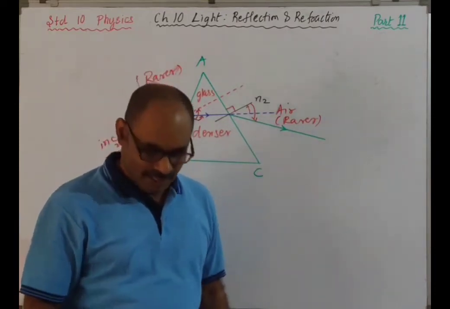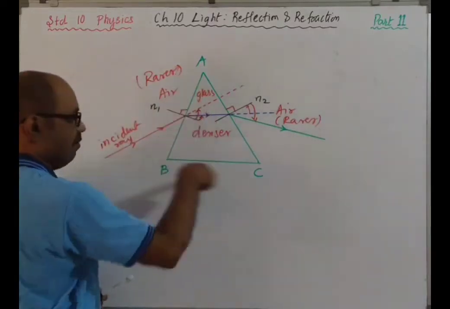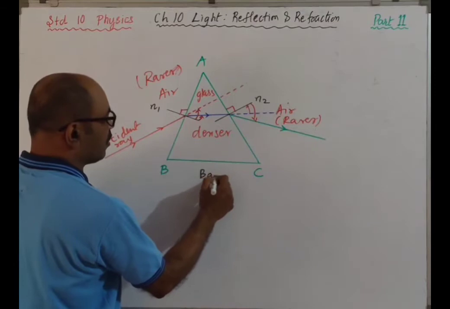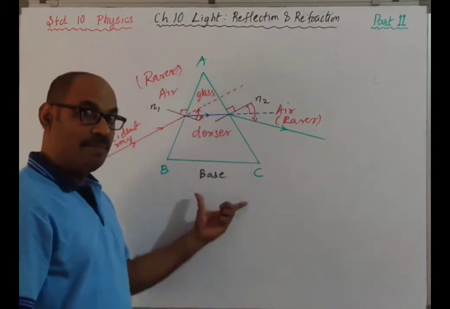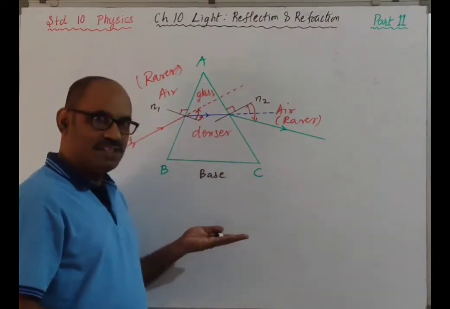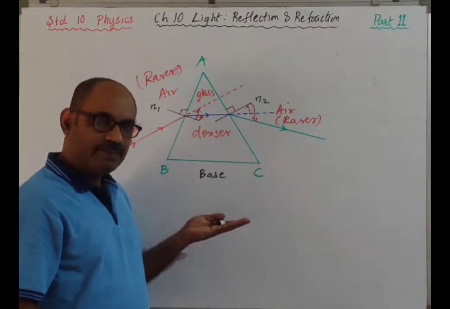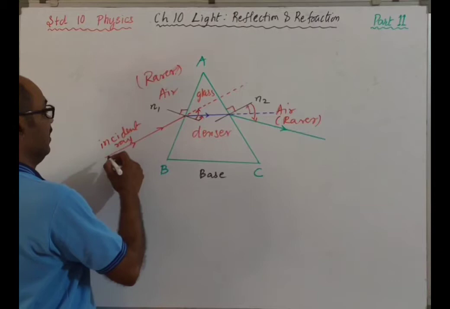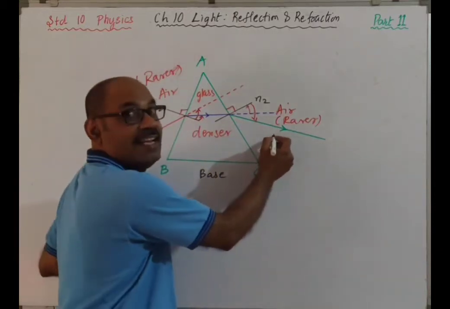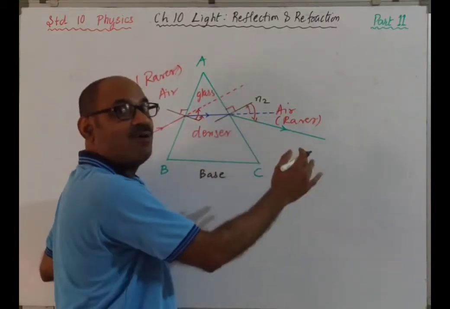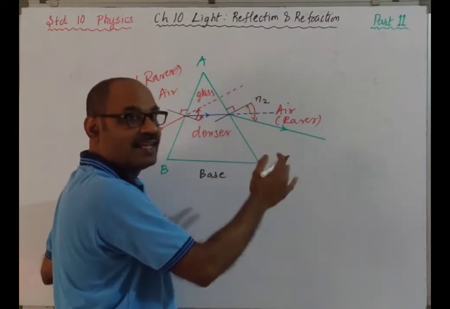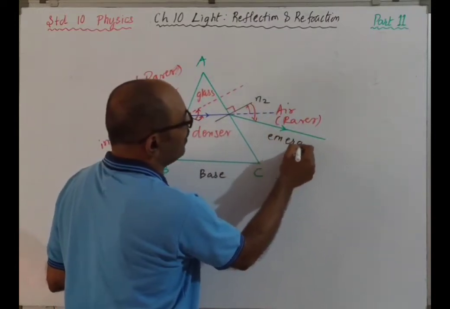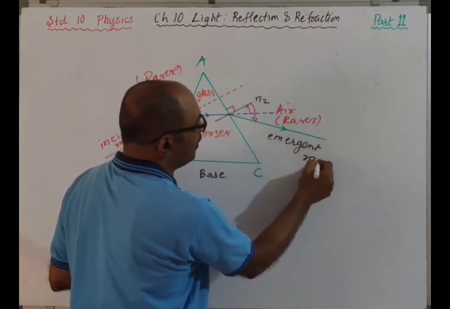Are you getting me? Children, this ABC represents the prism. Now this I am going to call the base of the prism, which is placed on the sheet of paper. Now see this. This final ray which is coming out, making exit from the prism, is called the emergent ray.